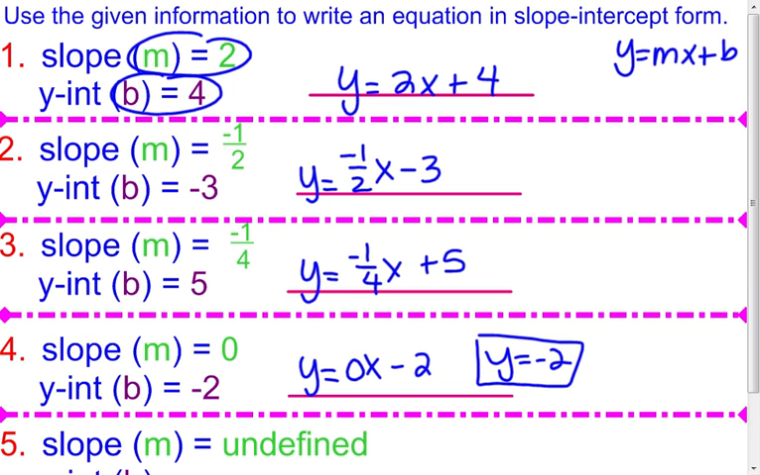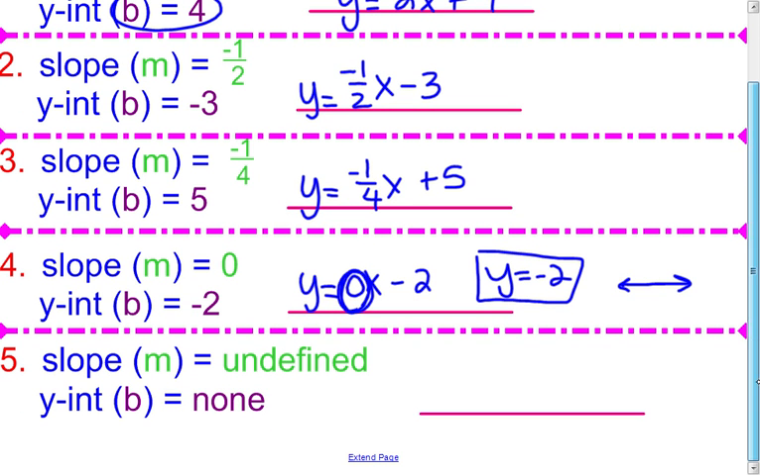Okay, now remember that when your slope is 0, it's a special kind of line, okay? And lines that have a slope of 0, remember, are horizontal lines, okay? So I'll just keep doing that for you. Notice a horizontal line goes y equals some number, okay? The next one, the slope is undefined.